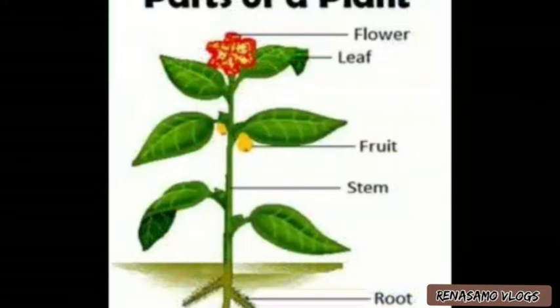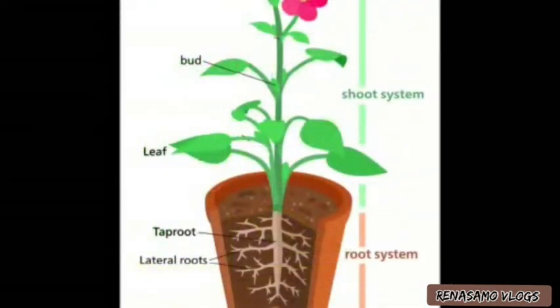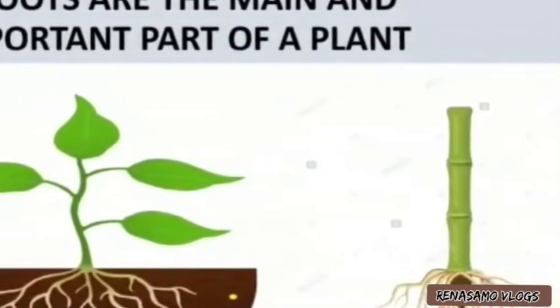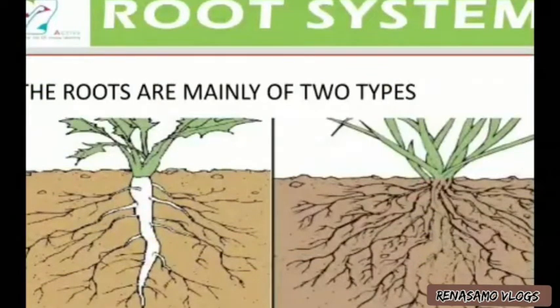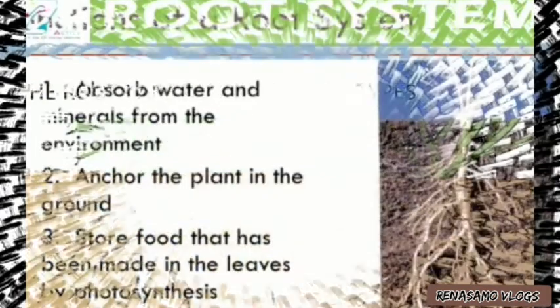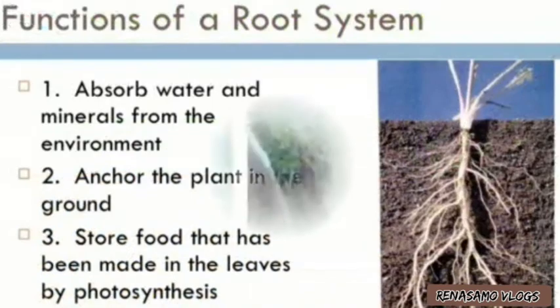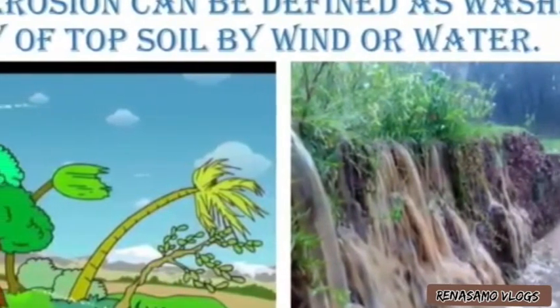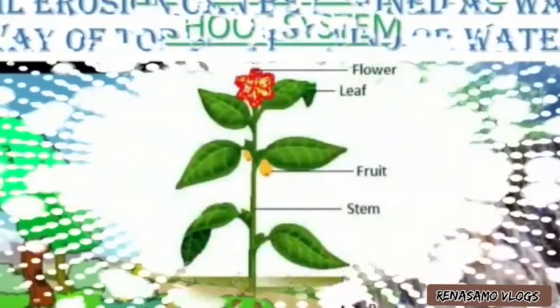A plant body is mainly divided into two parts, that is, the shoot system and the root system. Roots are very important for a plant. There are two types of roots, and they are the taproot and the fibrous root. Then we have learned the functions of a root in detail. Soil erosion can be defined as washing away of topsoil by wind or water.